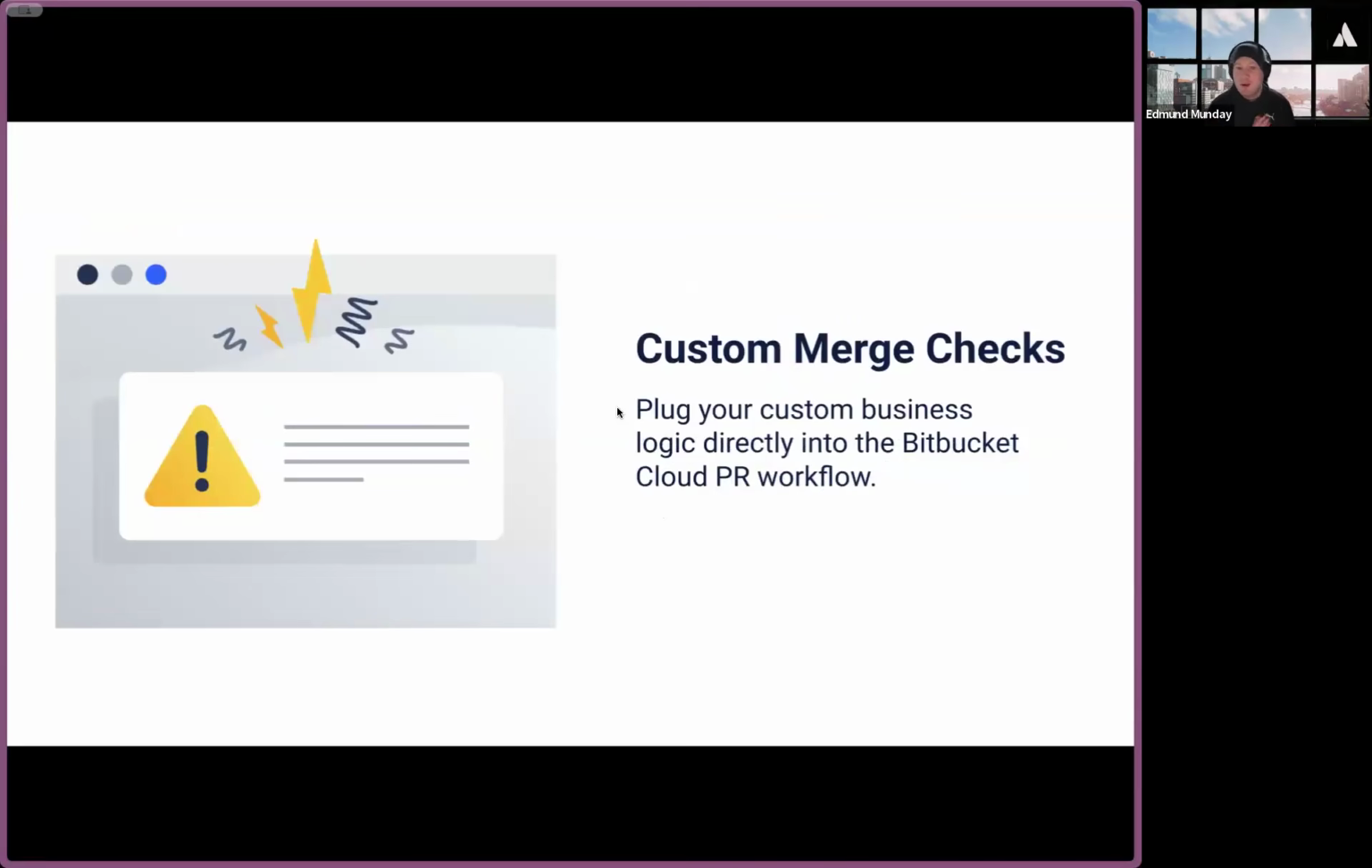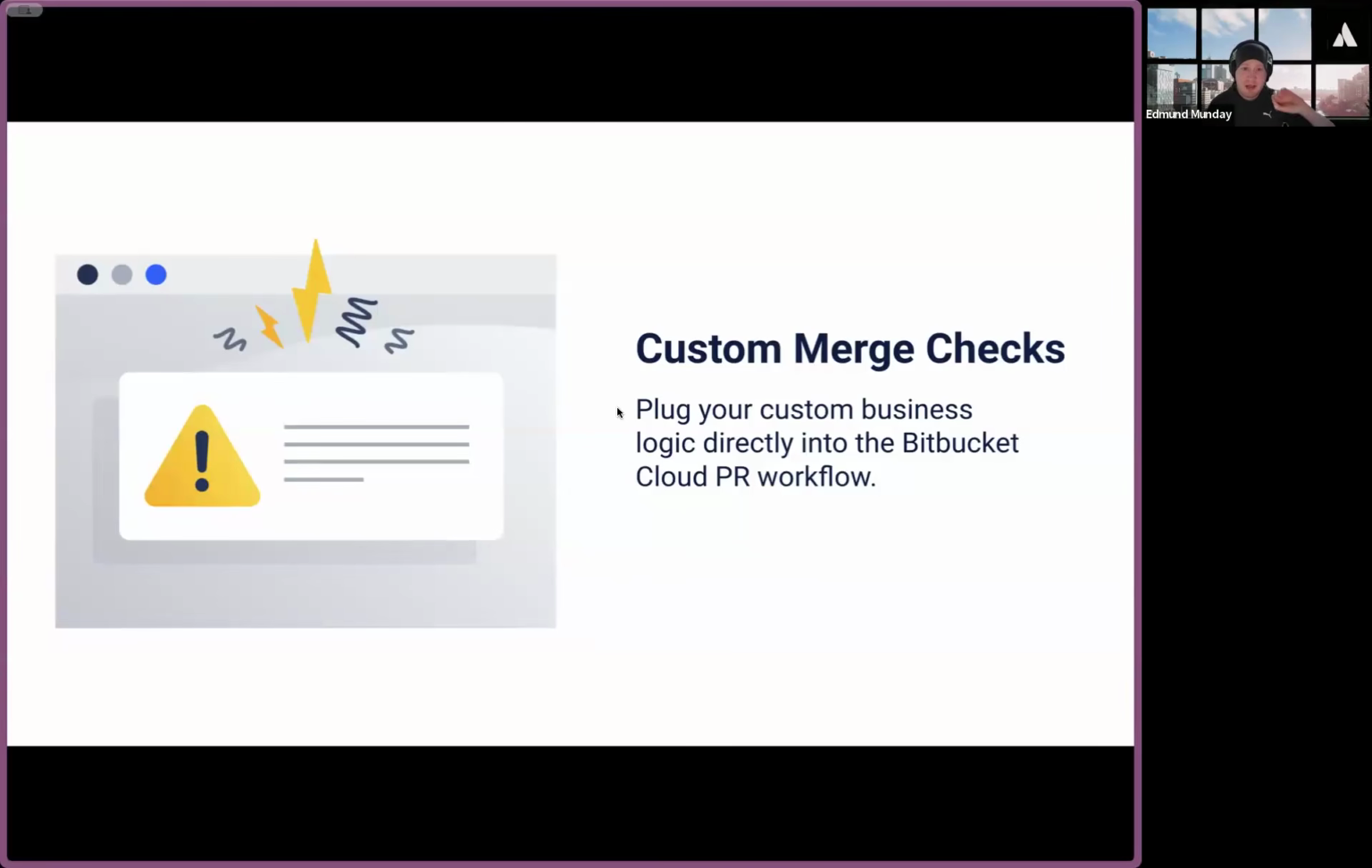All right, so the first example is custom merge checks. Custom merge checks is a capability that we shipped into open beta just before Christmas. So what are they? You're probably familiar with what we would call classic merge checks or standard merge checks, and their capabilities as part of the branch restrictions feature of Bitbucket Cloud.